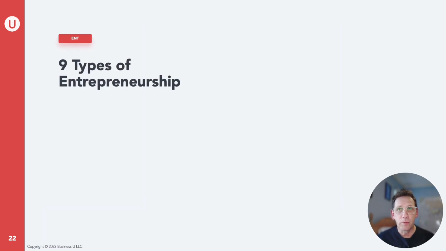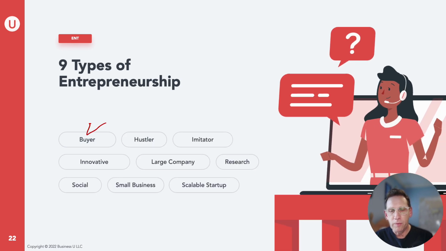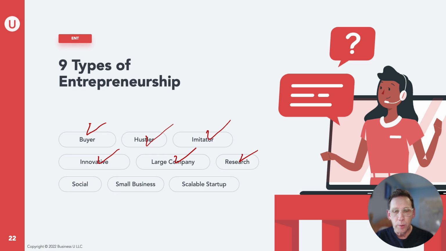Okay, so just as a review, these are the 9 types of entrepreneurship: the buyer, the hustler, the imitator, the innovative, the large company, research, social, small business, and the scalable startup. And that really concludes our 1-3 lesson on types of entrepreneurships.